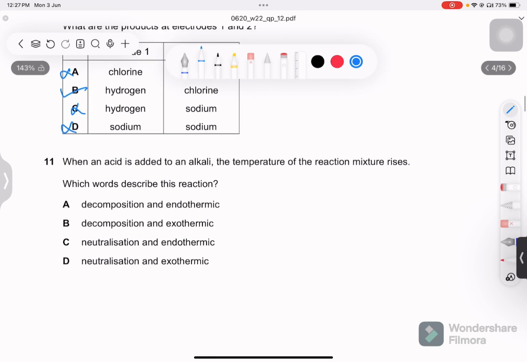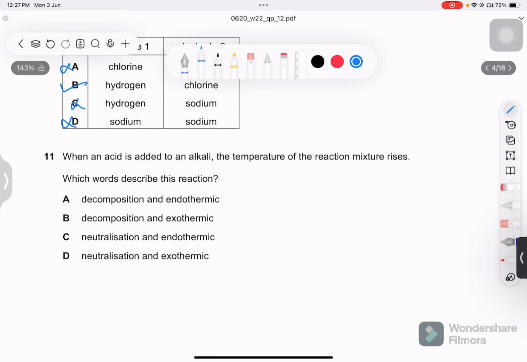Yeah. So 11, when an acid is added to an alkali, the temperature of the mixture rises. So, which words describe this reaction? Decomposition and endothermic? No, the temperature of the reaction mixture rises, which means it releases energy, so it is exothermic. You can remember this by exit. So, energy is exited or released. So, this is an exothermic reaction.